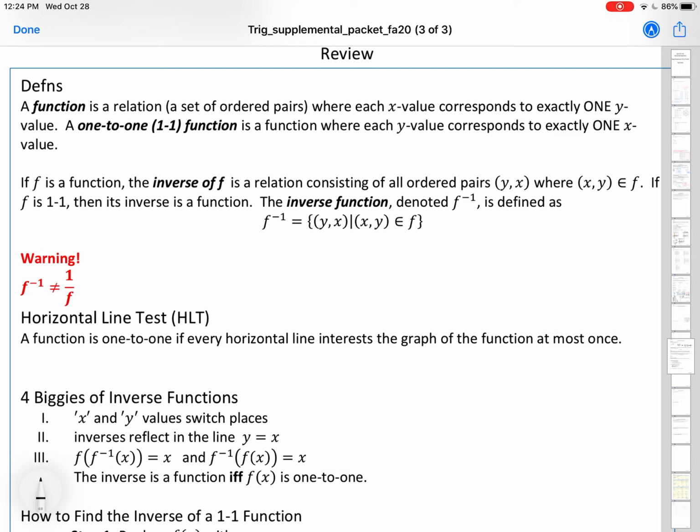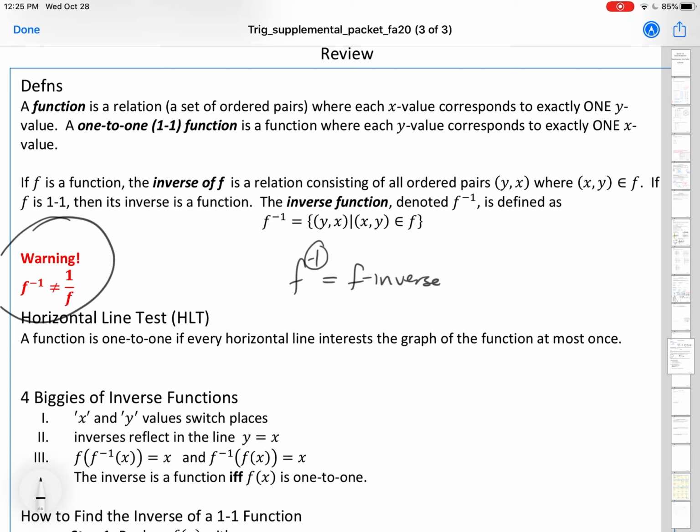The inverse function is denoted by f negative 1, and is described as f inverse equal to the set of all (y, x)'s such that (x, y) is in f. So those are technical definitions. We have this huge warning right here. f to the negative 1 does not mean 1 over f. This stands for simply f inverse. So we have to recognize that this negative 1 that's up there is not a power, but the best way that we can denote the inverse.